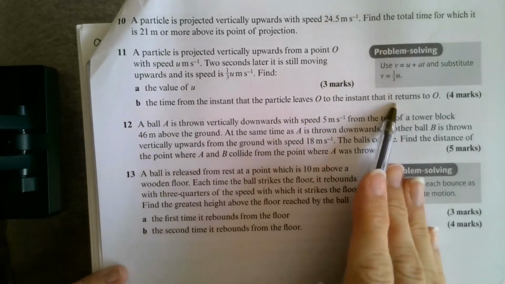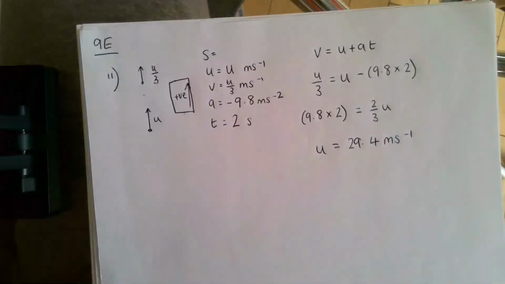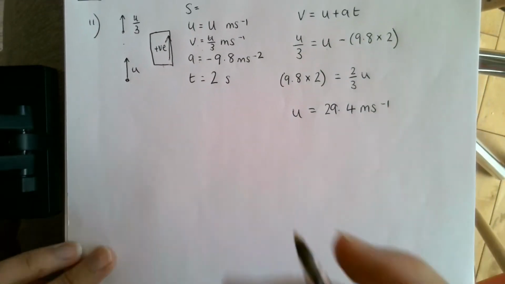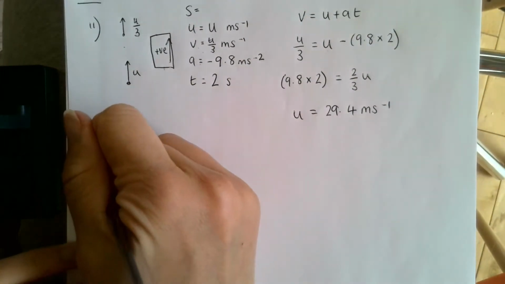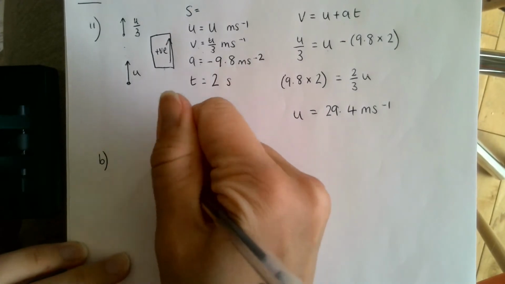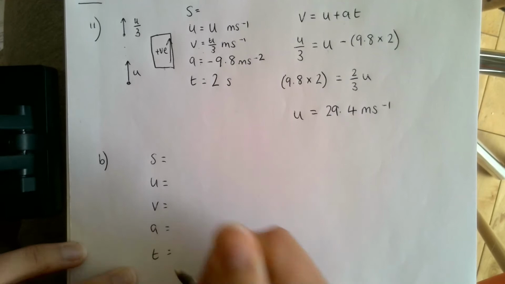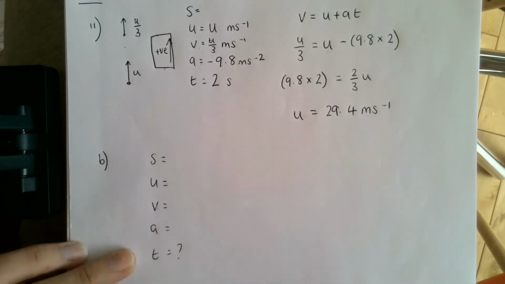Then part B of question 11 says find the time from the instant the particle leaves O to the instant it returns to O. So let's write out what we know. We're talking about the total time this time. So I'm going to write out the letters again. This time t is what I'm trying to find out, so I'm going to put a question mark there.